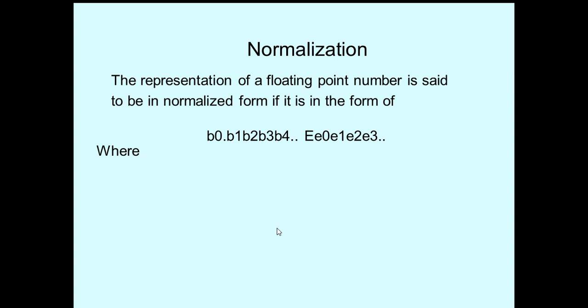The representation of a floating point number is said to be in normalized form if it is in the form b0.b1 b2 b3 b4 and so on, with exponent e0 e1 e2 e3 and so on. After the operation, the number should be represented like this. This is the normalized number.